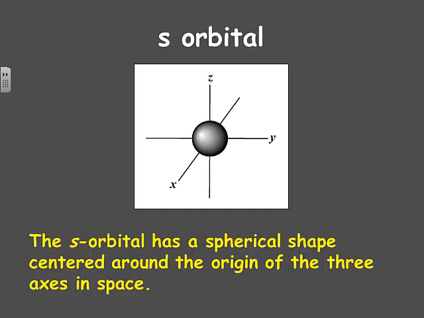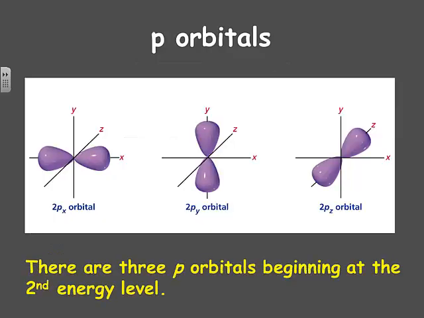Here we see depicted an s orbital. It has a spherical shape that's centered around the origin of the 3 axes in space, and right at the origin would be where the nucleus is located. P orbitals are dumbbell shaped. There are 3 p orbitals beginning at the second energy level. All p sublevels, whether it's the second energy level or the 5th energy level or whatever, have 3 orbitals, and we call them px, py, and pz, depending upon their direction of orientation.